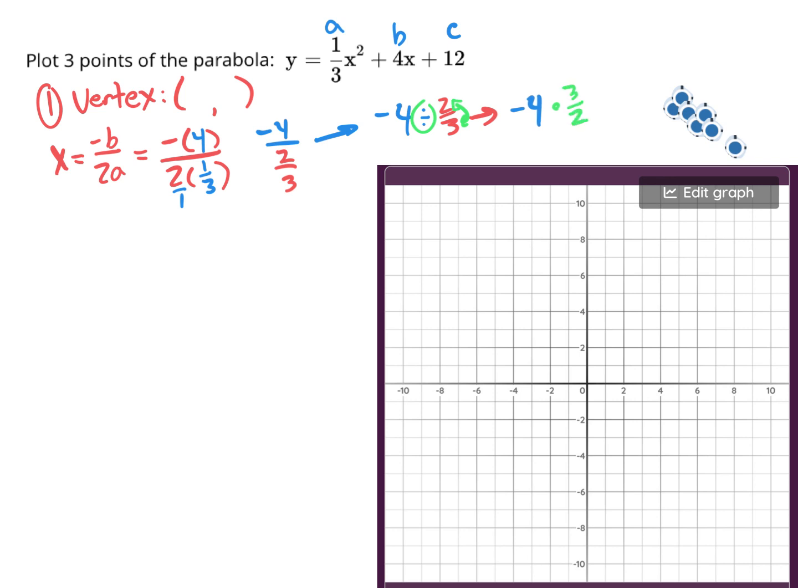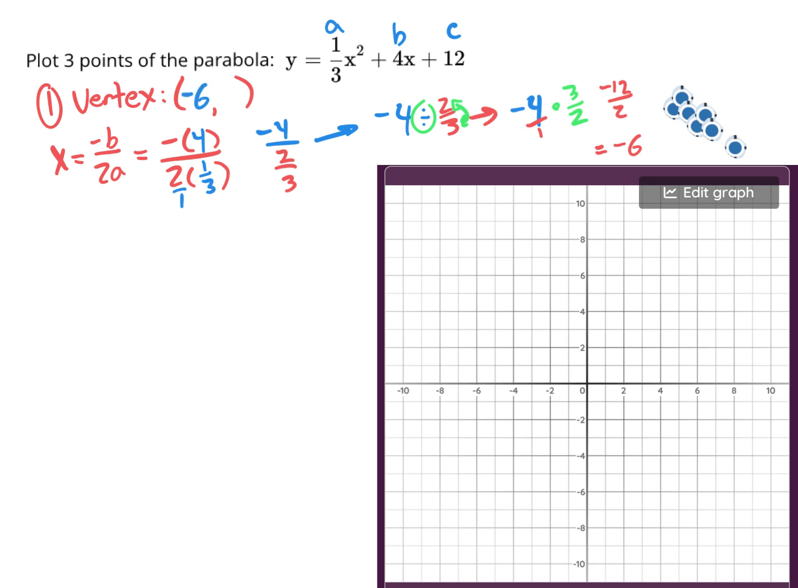Okay. And then this you could do on a calculator, or you could do it by hand by saying, okay, 4 over 1 times 3 over 2. So negative 4 times 3 is negative 12, and 2 times 1 is 2. So your x value is really negative 6. Again, if you don't want to struggle, you could just type this in, negative, open parenthesis, 4, close parenthesis, the division bar, 2, open parenthesis, 1 over 3, close parenthesis, hit enter. It'll give you negative 6 as an answer. That negative 6 is your vertex x value.